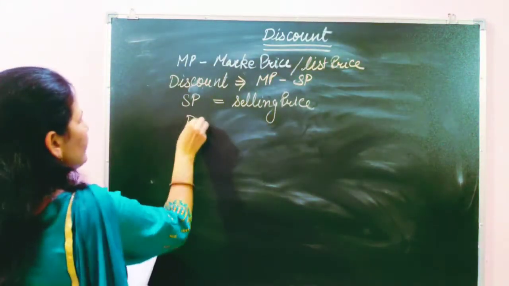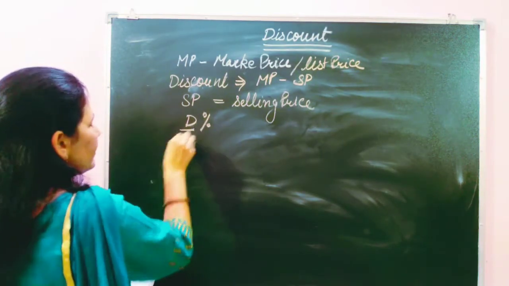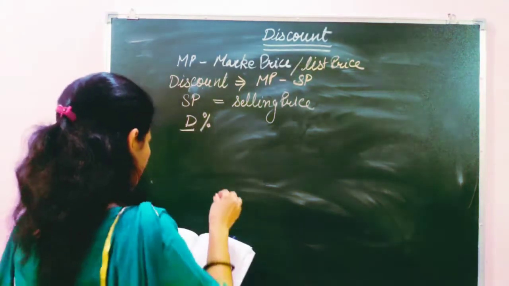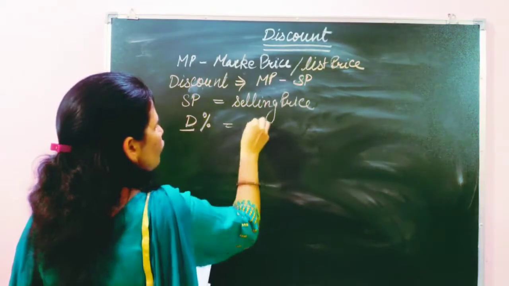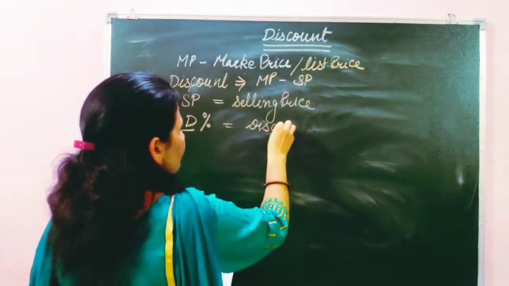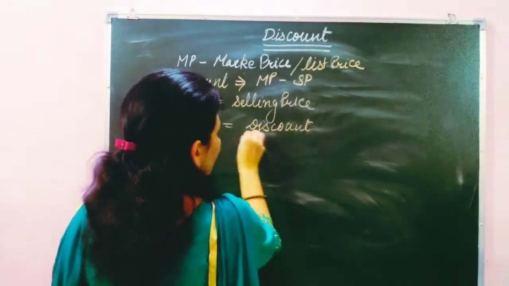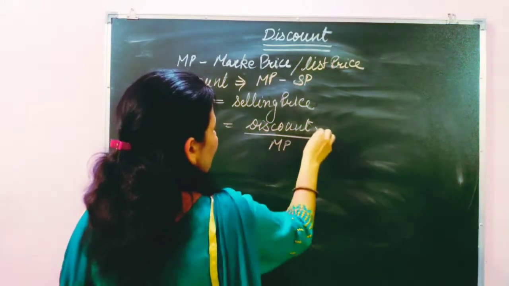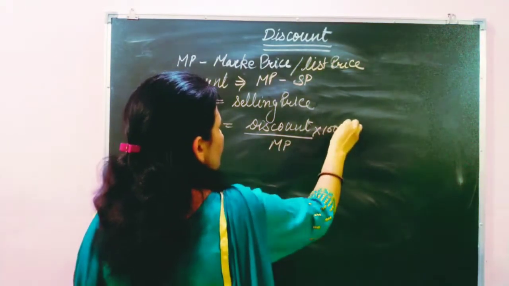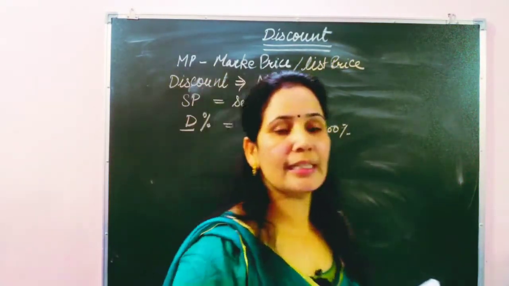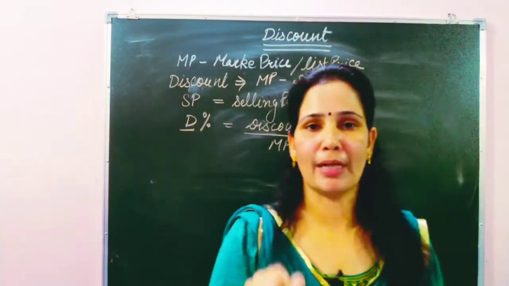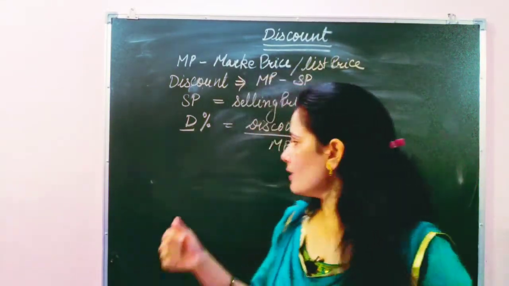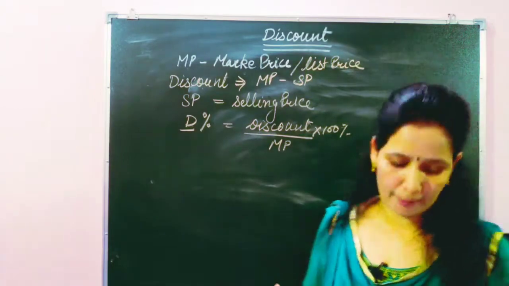And how do we find the discount percentage? I write here D in short form. Discount percentage means the amount of discount, then divide by marked price and multiply by 100%. Students, always discount percentage is calculated on marked price. Keep remembering this thing: always discount is calculated on marked price.